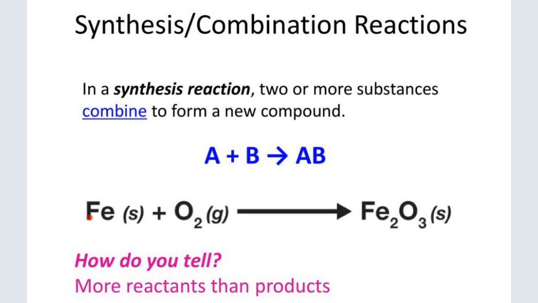A plus B yields AB, the product. So here is iron. This is what we would call our A. This is my A, and this is my B, and this gives me one thing, AB. So 2 to 1. How can you tell? More reactants than products.